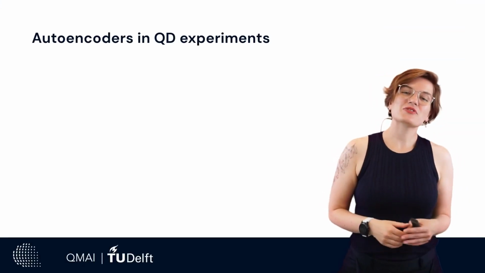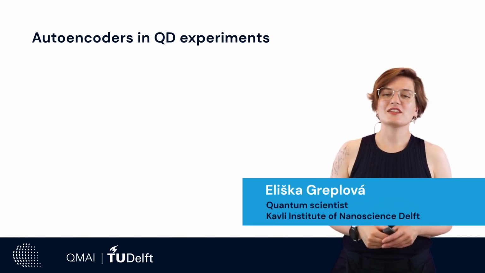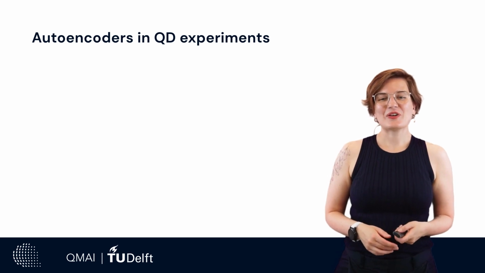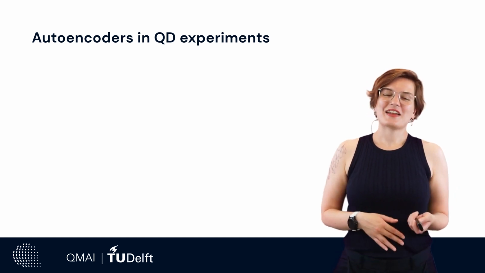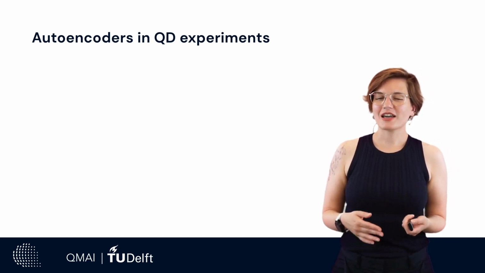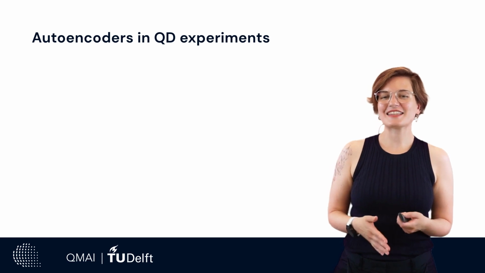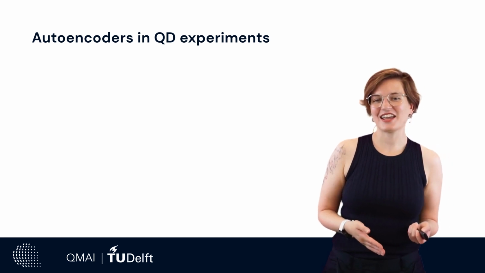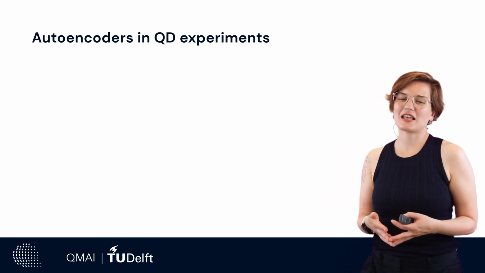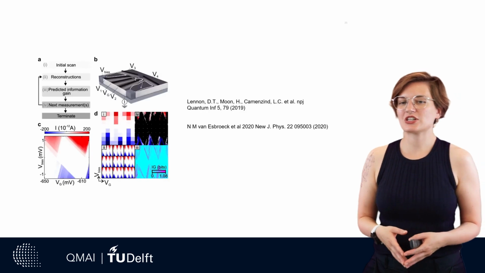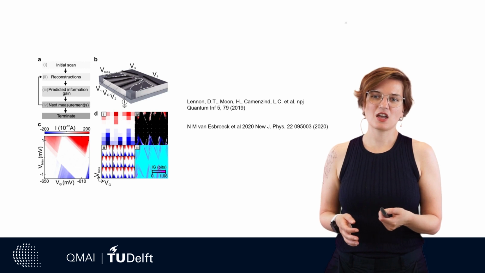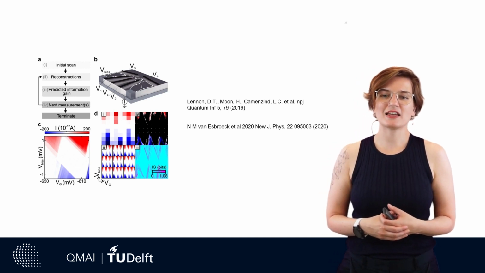So let us conclude this module with a quick discussion of autoencoders in quantum dot experiments. Unlike the previous topics we covered, this unsupervised learning is a little bit less charted territory than the supervised ones. But nonetheless, there have been several interesting usages already. Let me specifically mention this pioneering one from 2019 by Lennon et al.